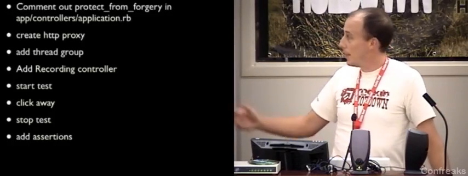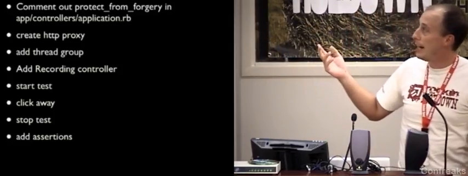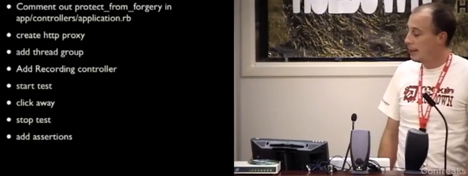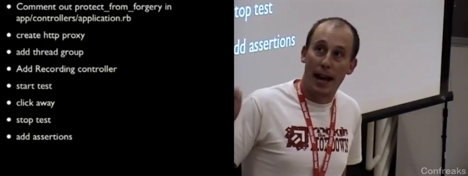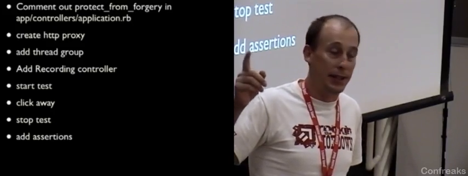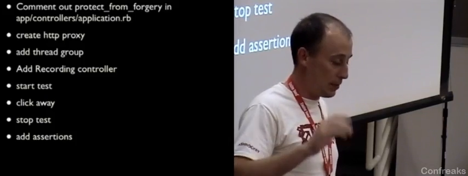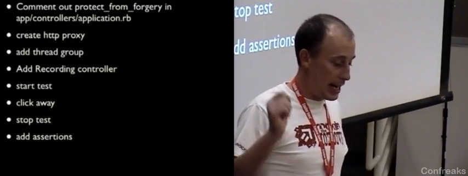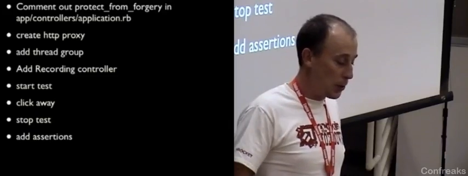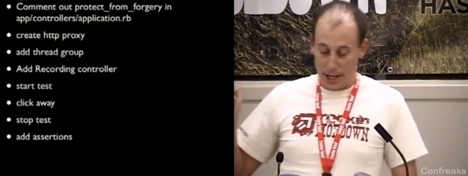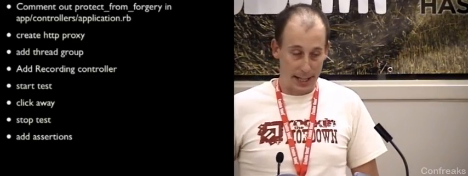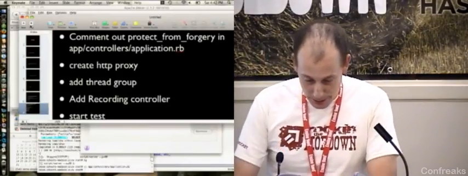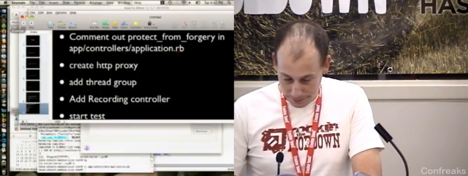So this is basically the steps that you need to do to create a test with JMeter. First thing you have to do is obviously download JMeter, but you have to comment out the protect from forgery thing because it messes up the JMeter test a little bit. You have to create the HTTP proxy object. You add a thread group. You add a recording controller. You start the test. You actually use a browser to create the test. You stop the test, and then you can go in and create assertions around the test. So I'm going to attempt to do that, and we'll see how well it goes.